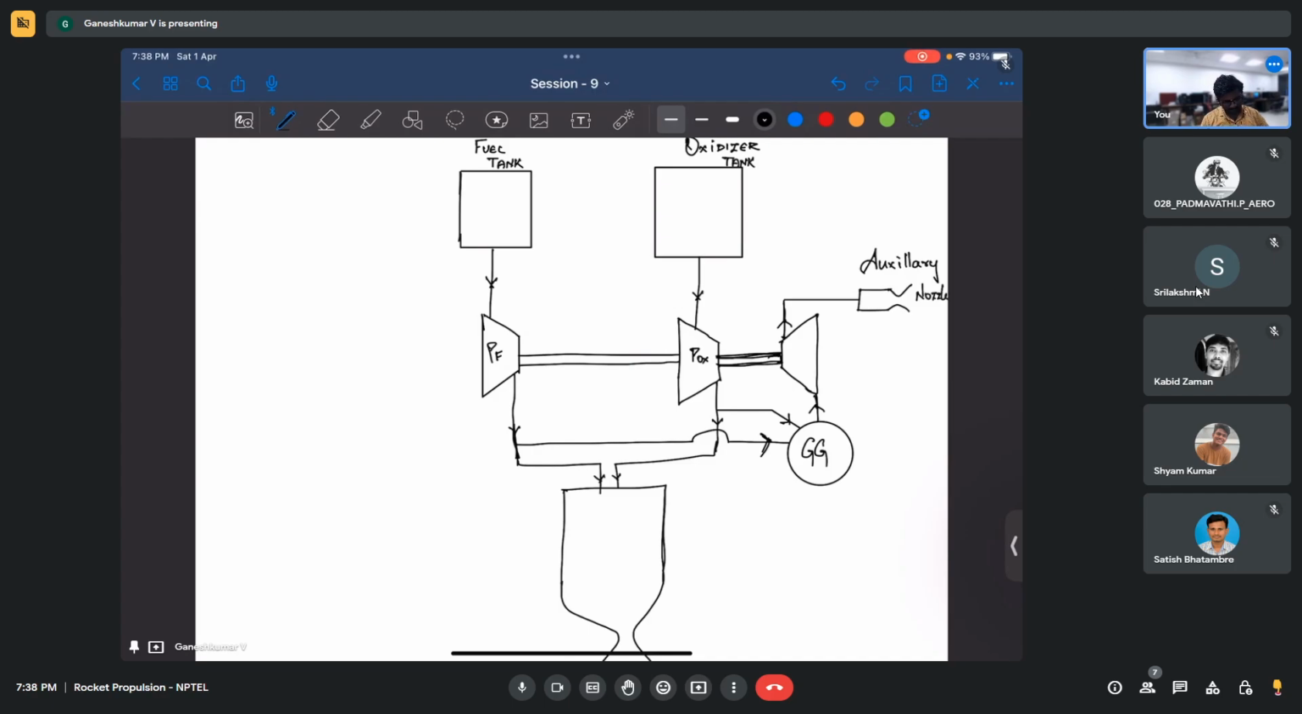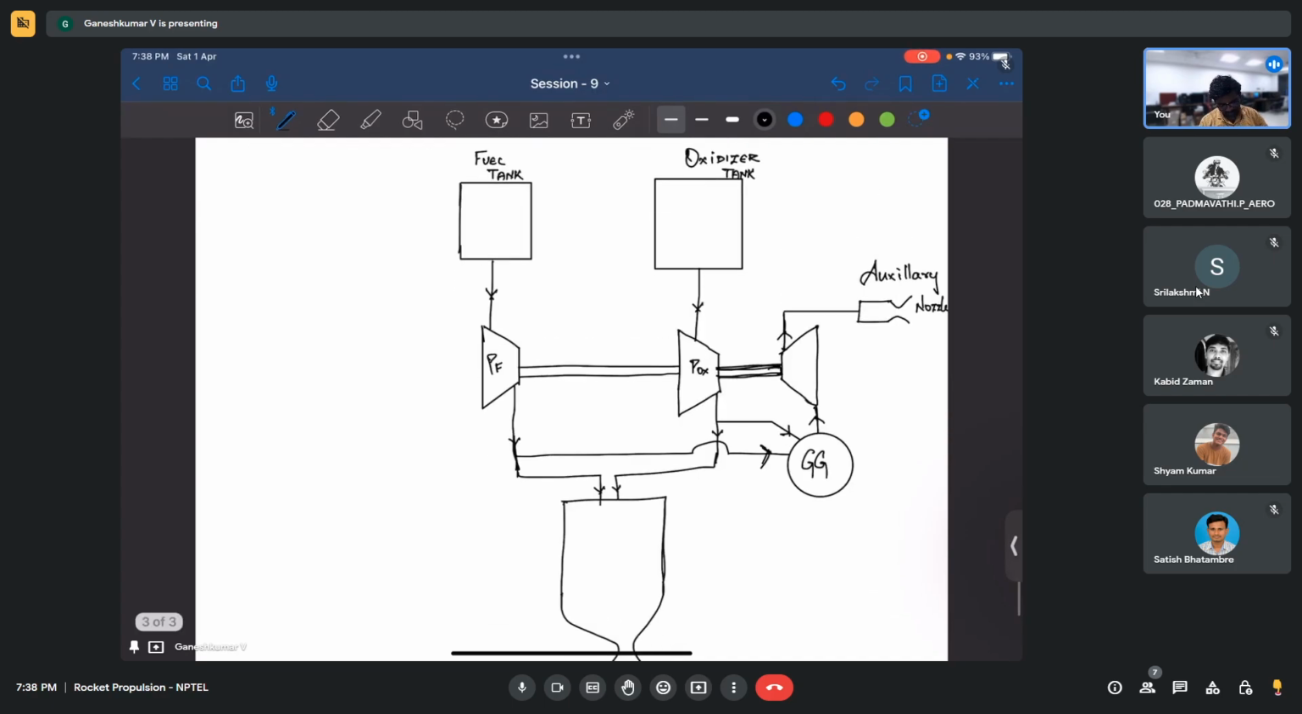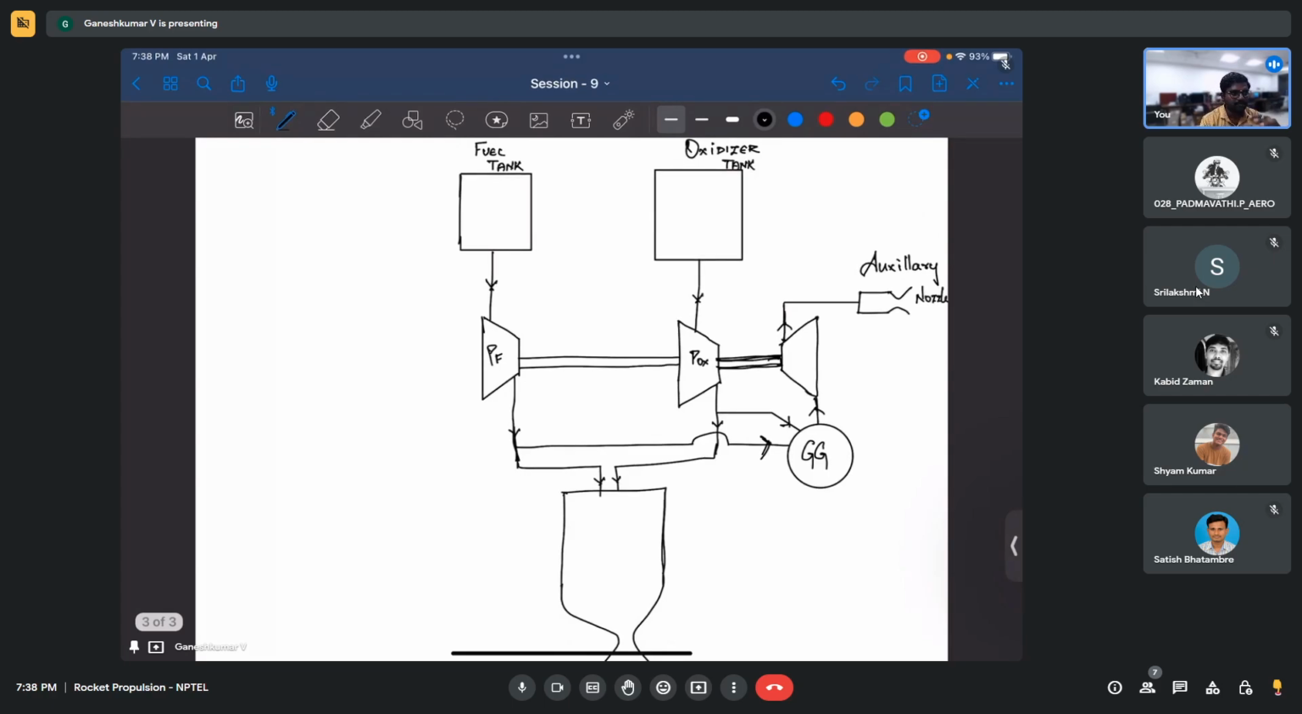So you need to understand a few things here. We need to pressurize the fuel and oxidizer from lower pressure to high pressure, and for that we need power. We cannot carry a battery or drive a motor to give power to the pump, because that power is going to be very high. So we should be able to somehow generate that power during operation, right? That's why we have this separate turbine which provides power to the pumps.